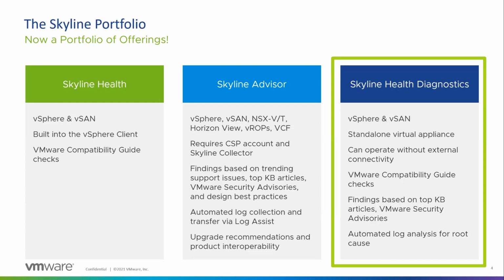And with Skyline Health Diagnostics, there's really two main use cases that it was developed for. The first is for dark sites. Oftentimes, customers have requirements where they can't have public internet access, or they've got data governance concerns. And so the ability to do those, whether it's the security advisory checks or other VMware compatibility guide checks within a siloed environment is very powerful for customers. So that'd be one reason that you'd want to look at Skyline Health Diagnostics.